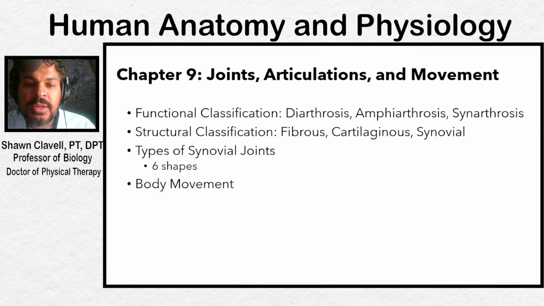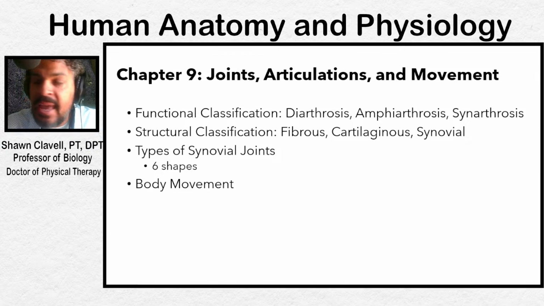So let's just take a look at a quick review. We talked about joints in Chapter 9: joints, articulations, and body movements. As it refers to joints, we classified those joints both functionally and structurally. When we talk about function, we talk about how much movement is in those joints. So diarthrosis has a lot of movement, amphiarthrosis has a little bit of movement, and synarthrosis has no movement, right? So we're going down a scale from most movable to least movable in the functional classification.